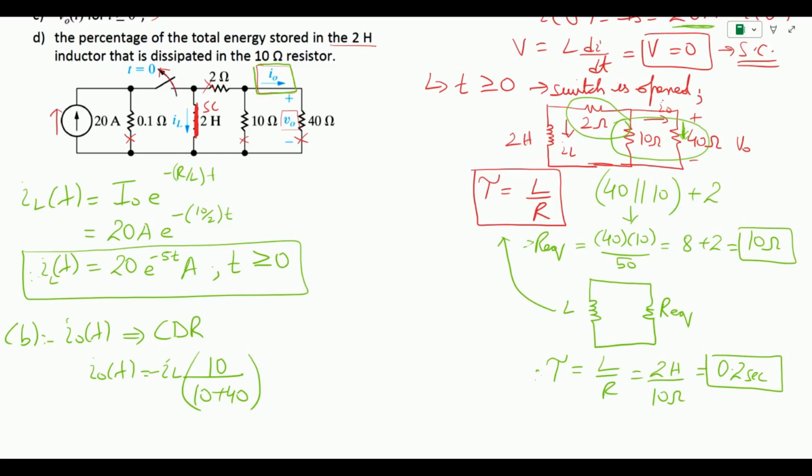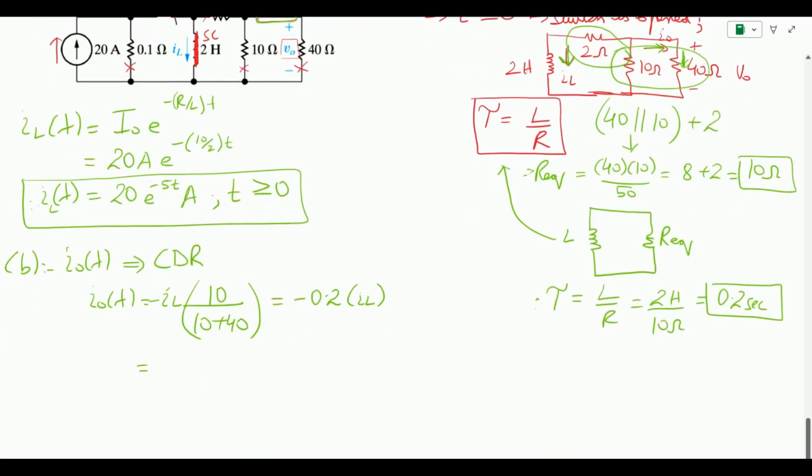Why is there a negative sign? Because i of L is in the opposite direction to i naught. So i L is going downward, and i naught is in the opposite direction. So this comes out to be minus 0.2 times i of L, and i of L is basically 20 e raised to power minus 5t. So when you input the value, it is going to be minus 4 e raised to power minus 5t amps, and the condition is t greater than 0 plus. So this is i naught(t) over the 40 ohm resistance.